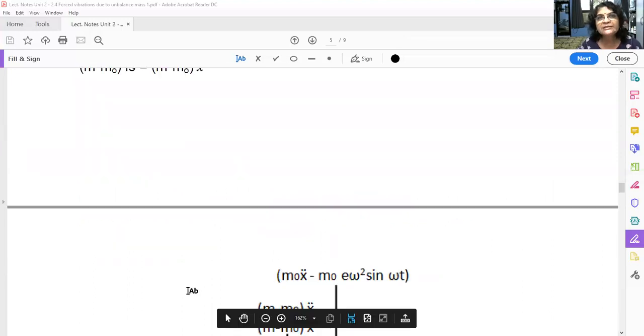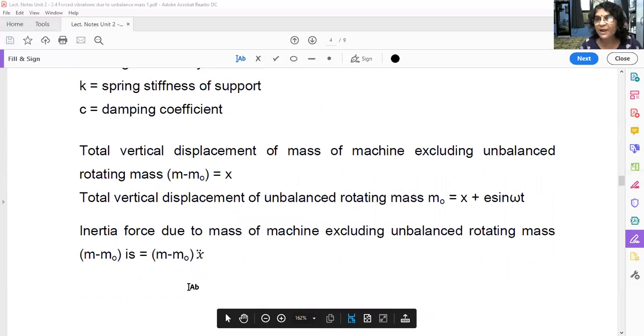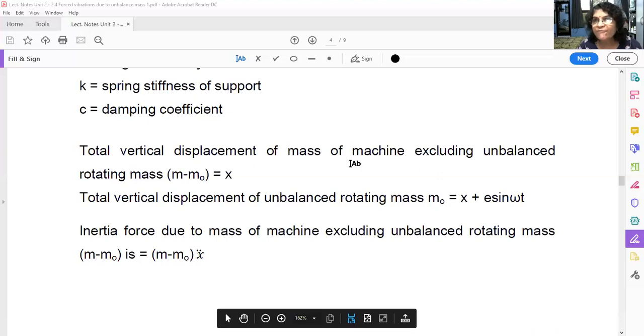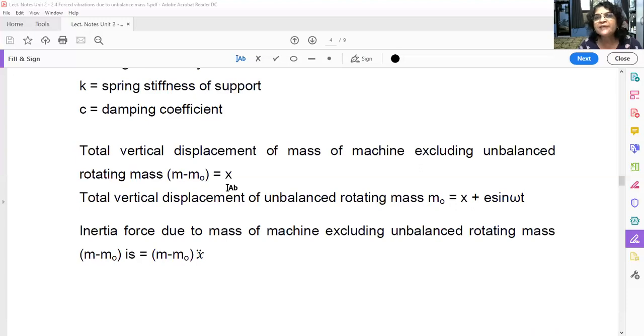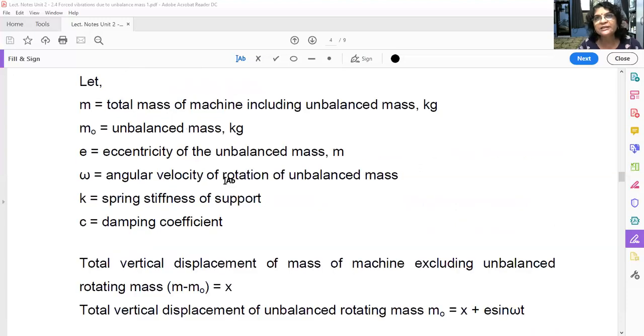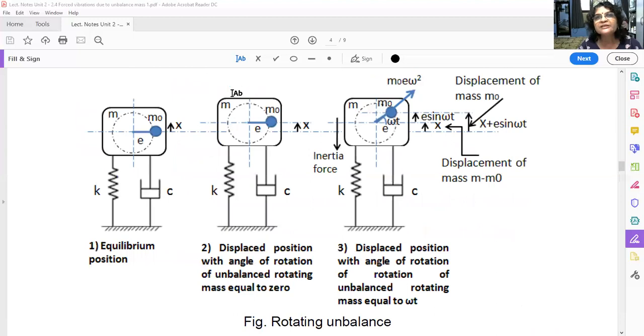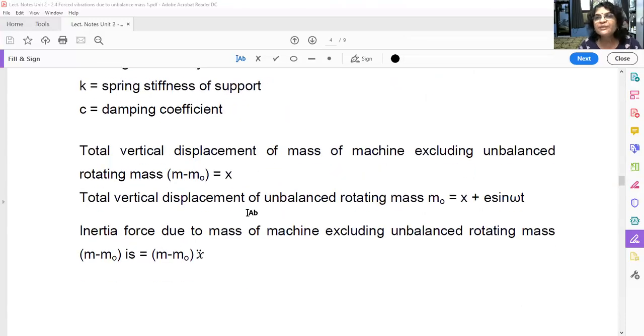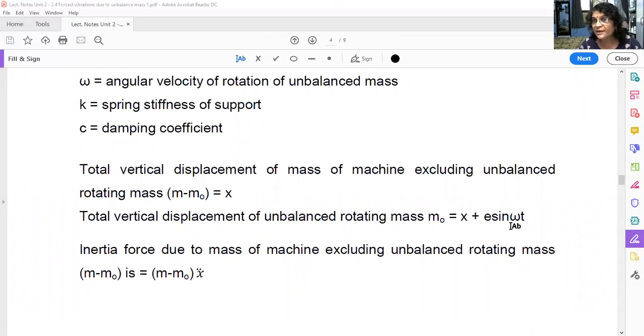Before that, let us see how much is the distance traveled by the total mass excluding m0, because m0 we are considering separately. The total vertical displacement of the mass of the machine excluding the unbalanced rotating mass, that is M minus m0, is x, as we have already seen in this diagram. Then the total vertical displacement of the unbalanced rotating mass m0 is x plus e sin omega t, as I explained.